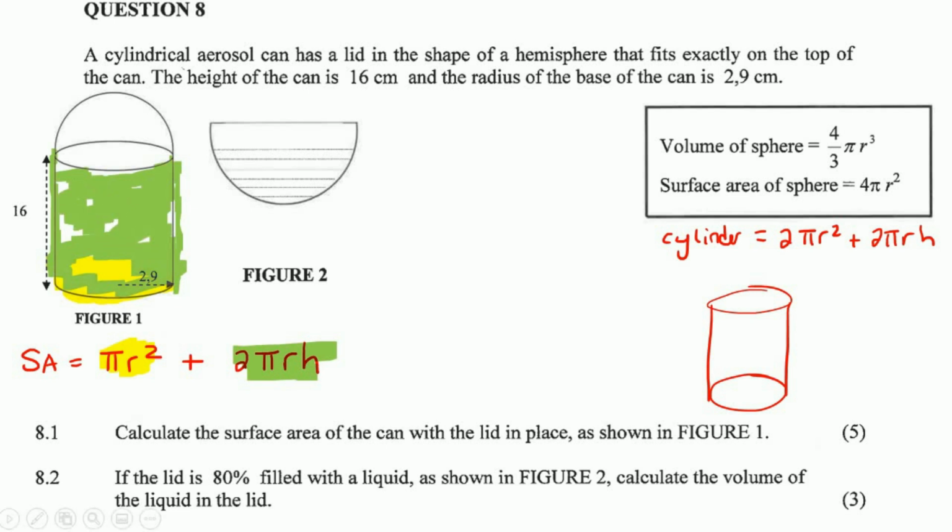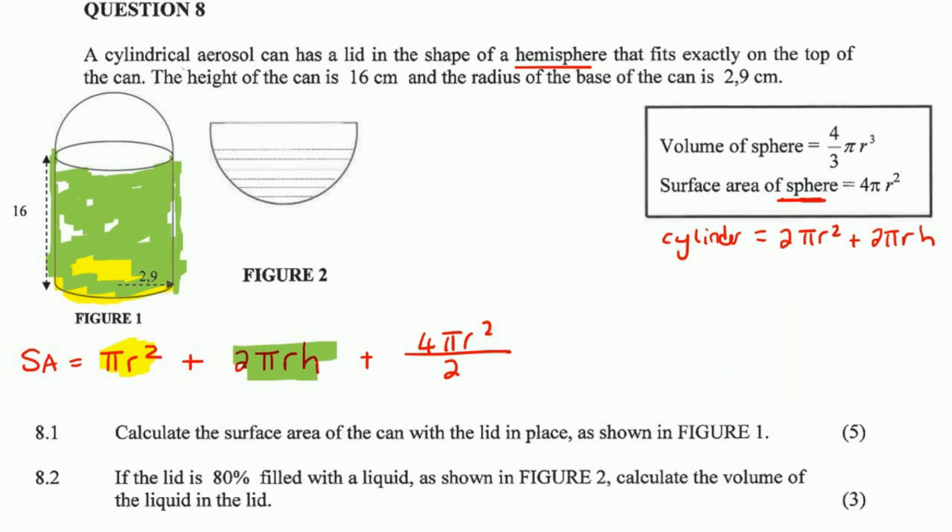Now we're going to look at the sphere part. Now, they have given us a sphere, right? Which is 4 pi r squared. But we don't have a sphere, we have a hemisphere. So we're going to divide this by 2. So 4 pi r squared, but then we're going to divide that by 2. Okay, and so now it's pretty straightforward.